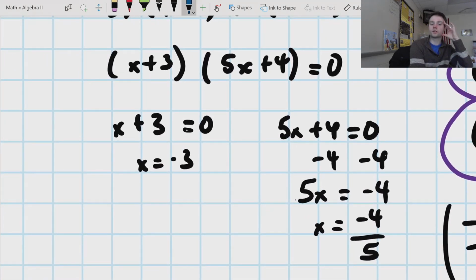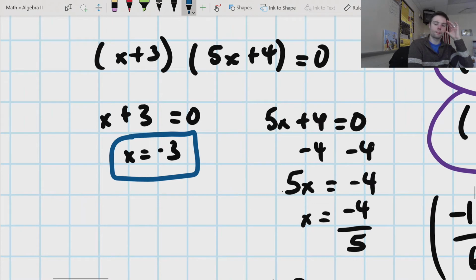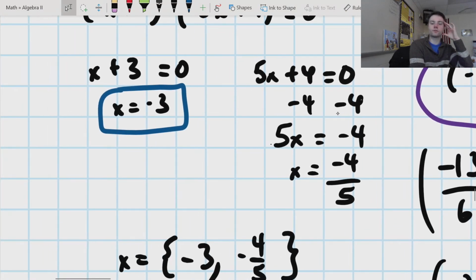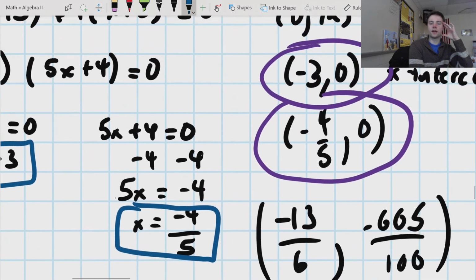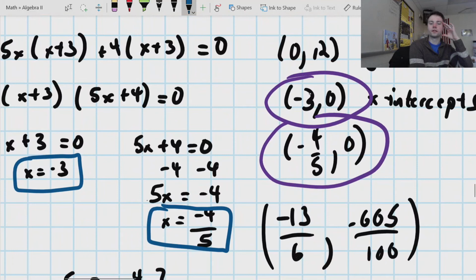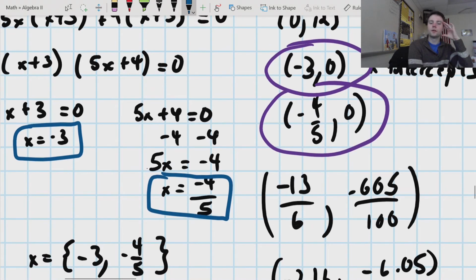So I've got x plus 3 equals 0. Subtract 3 from both sides, you get x equals -3. So that's -3, 0. And over here, if I subtract 4 from both sides and then divide by 5, that gives me the second 0. So once I have those zeros, I know that those numbers as x values, and the y values as 0, are x-intercepts, okay?